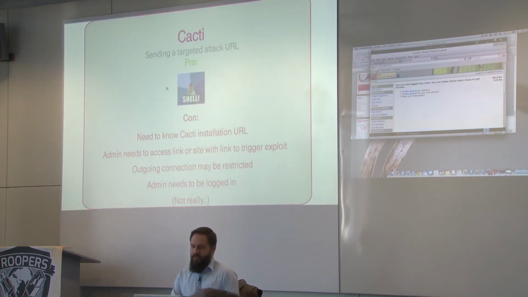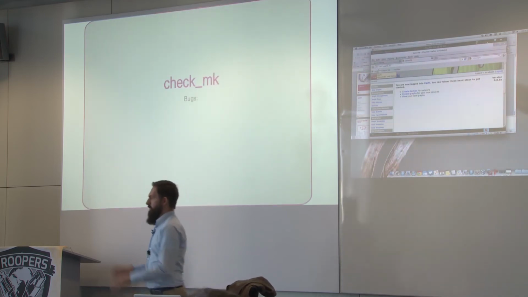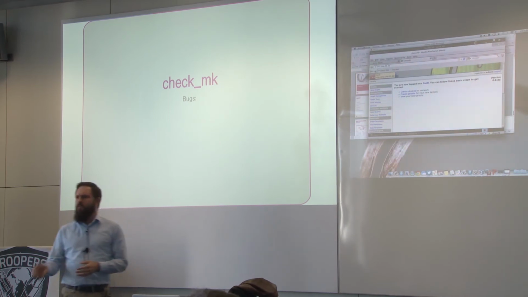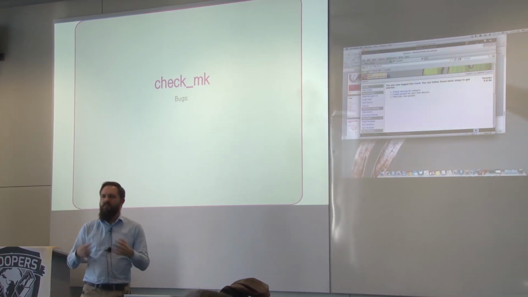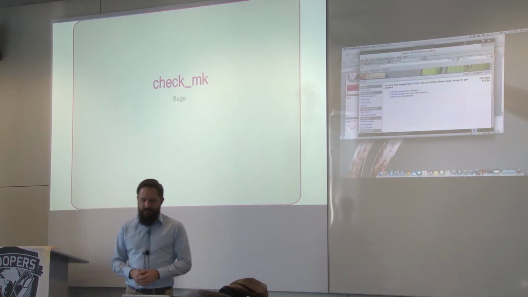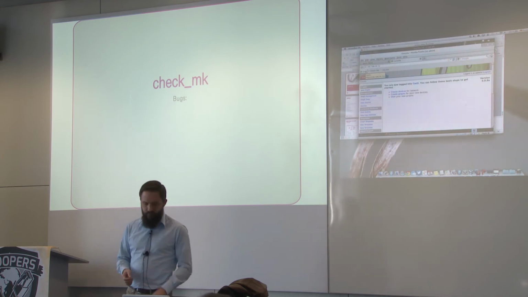All right, so that was Cacti. We found a couple more bugs, but this is the most interesting. But yeah, you need to know the URL. This is not really fancy. This is just a simple cross-site request forgery, right? So here's the next thing, checkmk. Checkmk is a plugin for Nagios. And it has a couple of bugs as well.